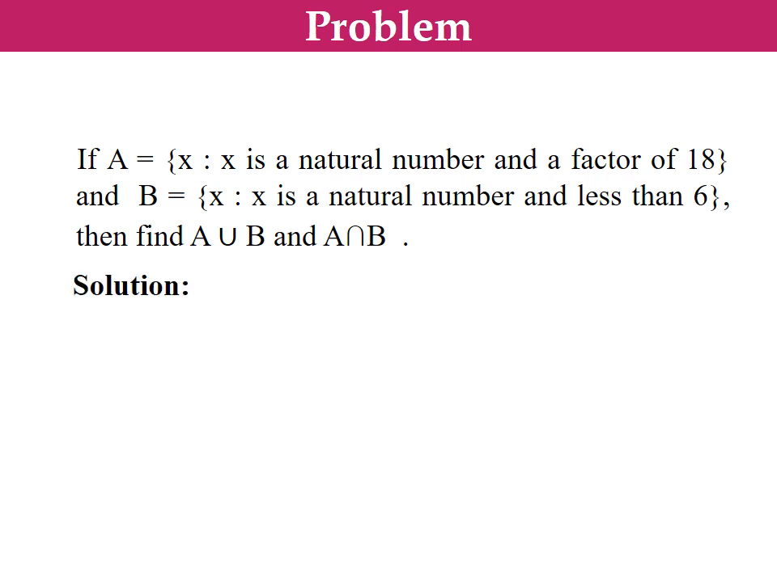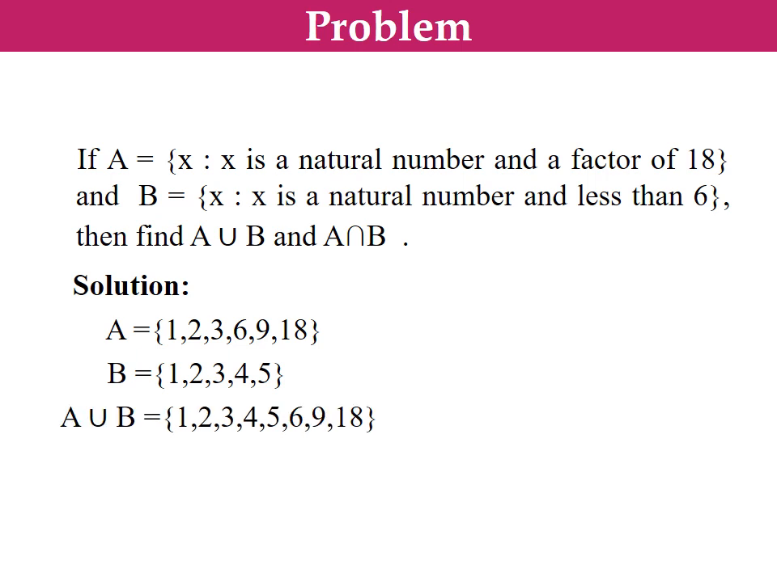In this problem, we are going to find A union B and A intersection B. Look at the first set A. A is the set of all x such that x is a natural number and a factor of 18. What is B? It is also the natural numbers less than 6. So before solving the problem, we have to write what A is. How can you write A? It should be natural numbers. Natural numbers start from 1 and go on. And that number should be a factor of 18. Therefore, it is 1, 2, 3, 6, 9, 18. B is the natural numbers less than 6. So it is 1, 2, 3, 4, 5.